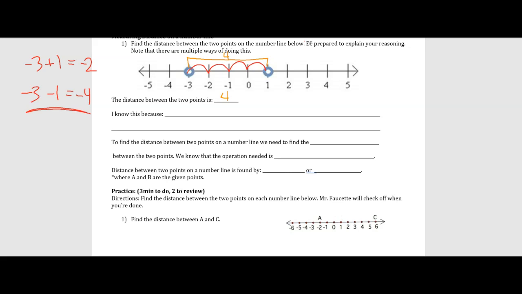So then maybe you try something else. Maybe you switch the order of the numbers. Maybe you do 1 minus -3. Oh, okay, 1 minus -3 is the same thing as 1 plus 3, so that does give us 4.